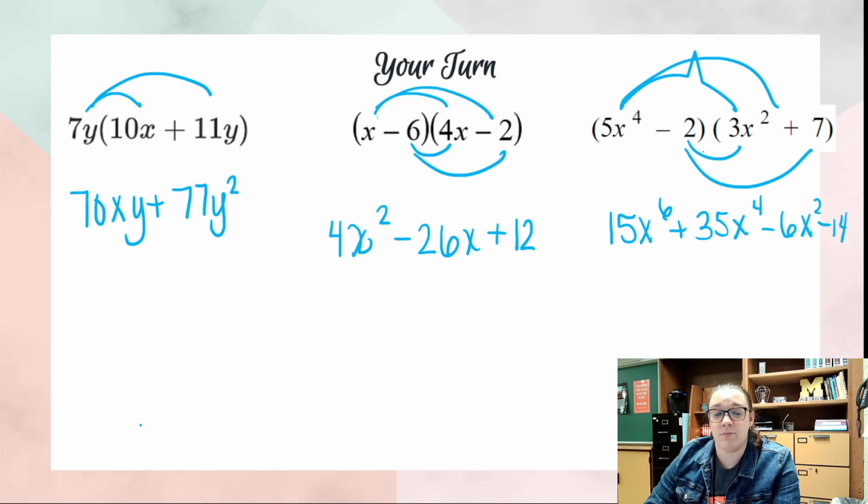I will see you next time where we look at doing the FOIL method in a different way. We're going to find that you can also multiply binomials with what's called a box method or an area method. So we'll see more of that to come.